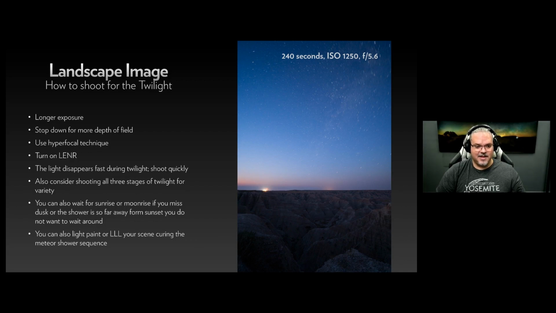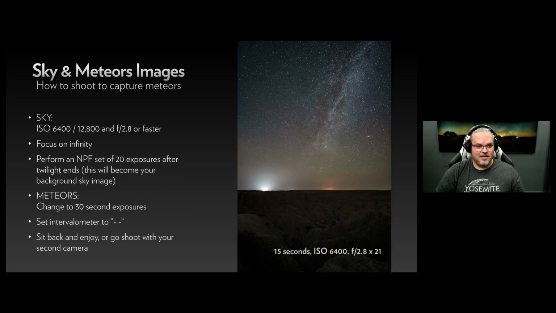So this is the landscape image. It's high quality. This is your sky or your meteors image, right? This one happens to be the star point stack. And you can see just how little information there is down here in the landscape.